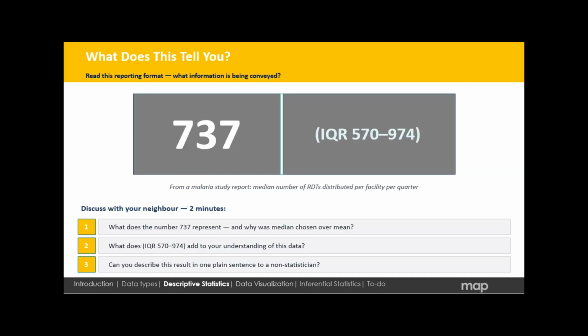If I'm correct, what that means is that the interquartile range of 570 to 974 shows the central tendency and the spread of the data set, indicating that the middle value, which is 50% of the data, is clustered between that range. And 737 gives us the exact middle value.